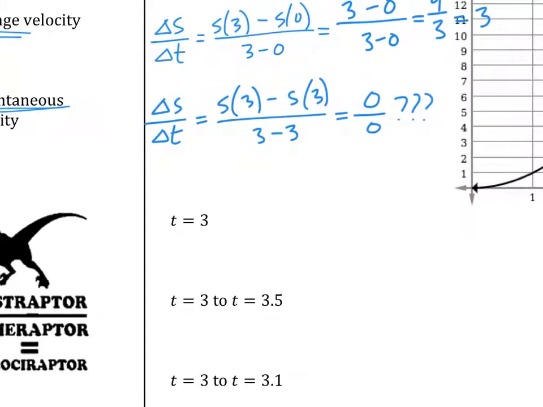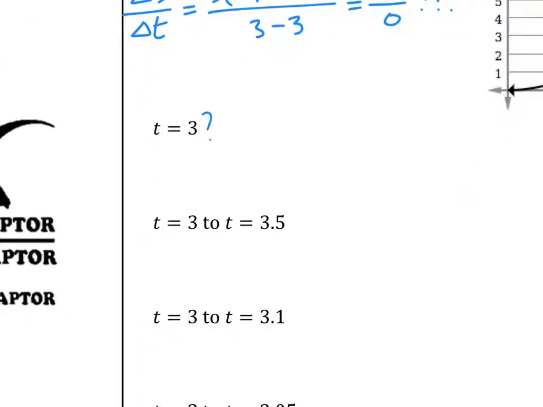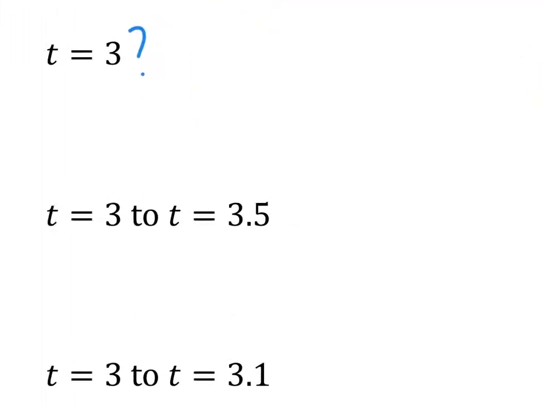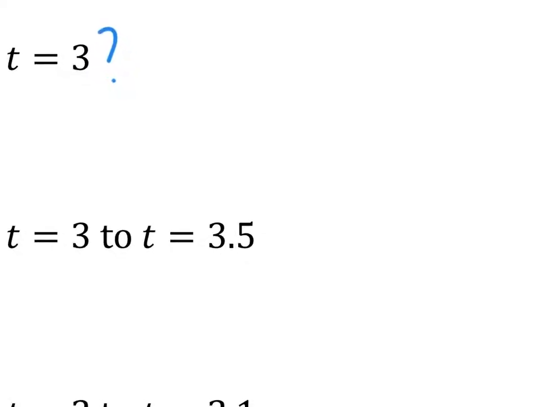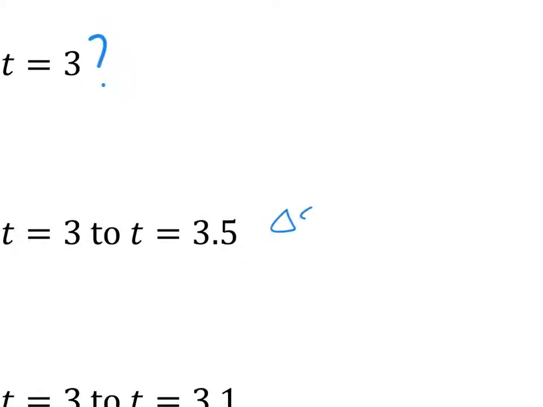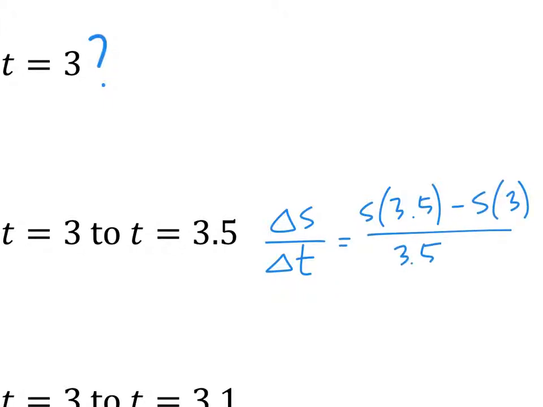So here's what we do. We don't know what's going on at 3 seconds because there is no gap. At 3 seconds, it doesn't have a gap to calculate. So we're going to force a gap. We're going to say from 3 to 3.5 seconds. We can calculate that: change in distance over change in time. So distance at 3.5 seconds minus distance at 3 seconds, over 3.5 minus 3. We're trying to calculate the average speed between 3 and 3.5.